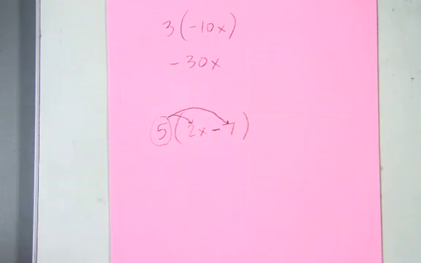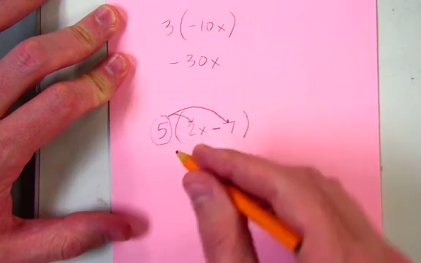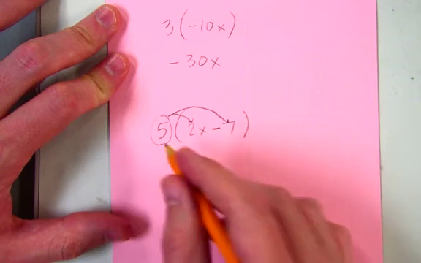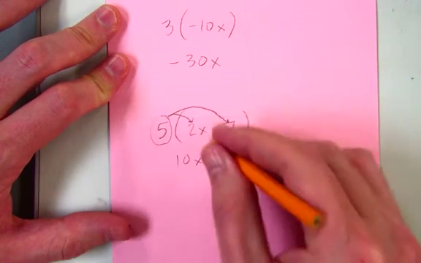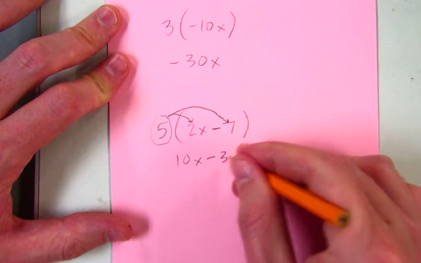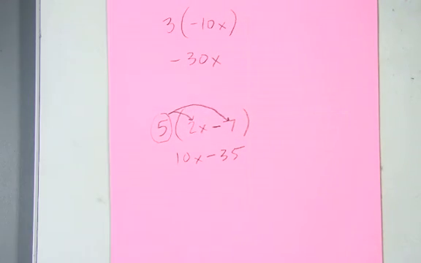So we're just going to do it one at a time. 5 times 2x, and we will get 10x there. And then 5 times negative 7. I know when I multiply positive times a negative, I'm going to get a negative. And then 5 times 7 is 35. And you'll notice I can't go any further. I'm done when I'm finished distributing here because my terms are not like.